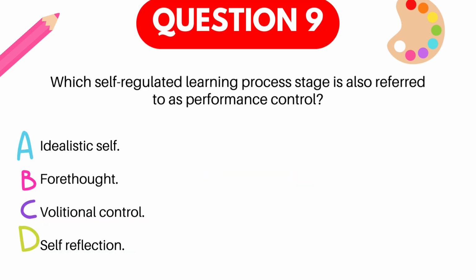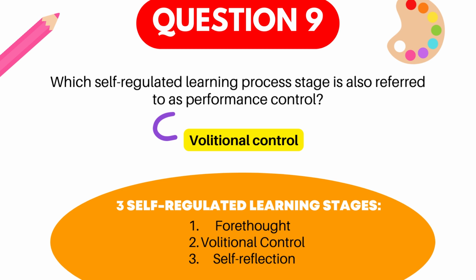Which self-regulated learning process stage is also referred to as performance control? A. Idealistic self, B. Forethought, C. Volitional control, D. Self-reflection. The answer is C. Alright, so on the bottom I have the 3 self-regulated learning stages. Number 1, forethought. 2, volitional control, which is performance control, and 3, reflection.